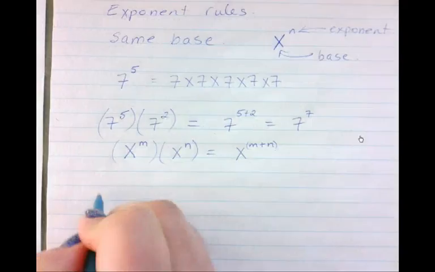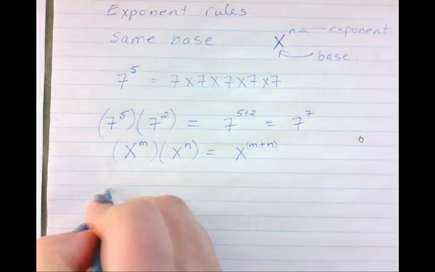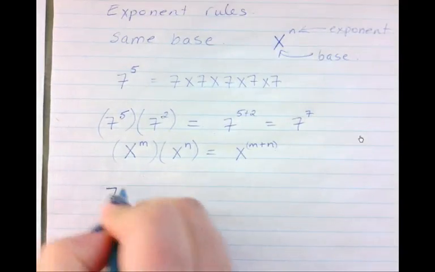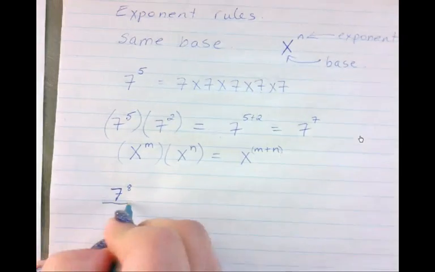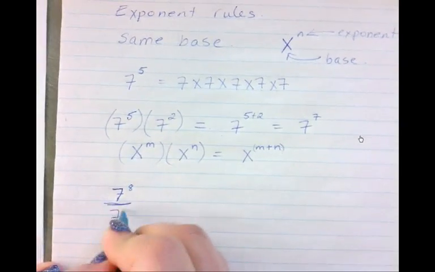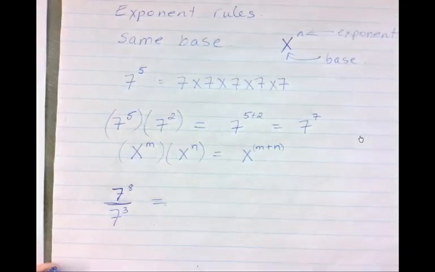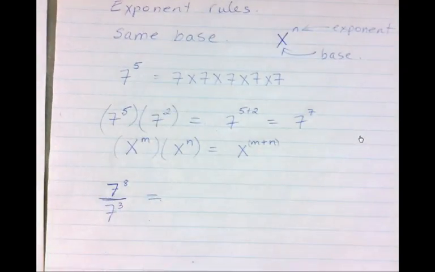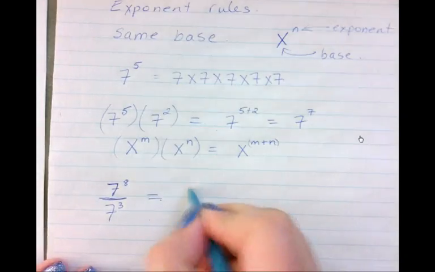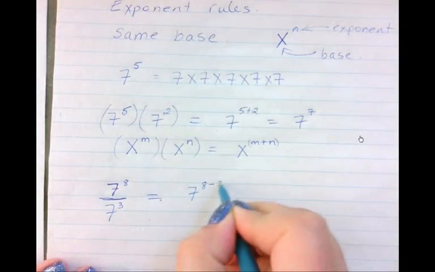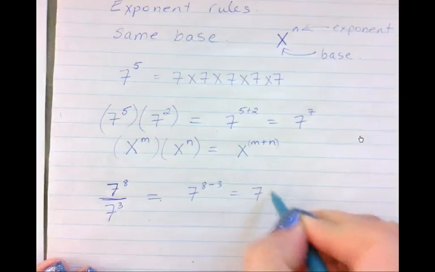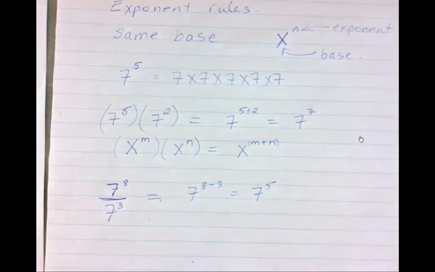Okay, so let's look at dividing. So if I have 7 to the power of 8 divided by 7 to the power of 3, what is the result of that going to be? Do you recall that rule? Subtract the exponents. Okay, so you have 7 to the power of 8 minus 3, which is equal to 7 to the power of 5. Now, I'm going to take you one step further. Do you know why that's the rule? There's a reason why.